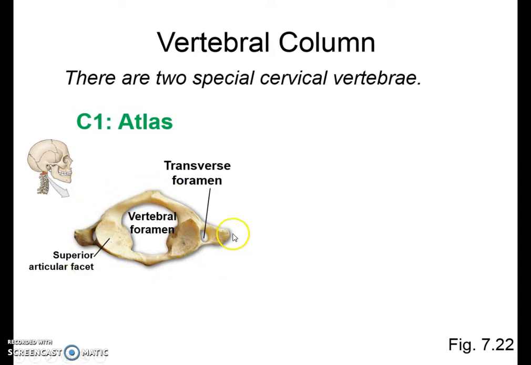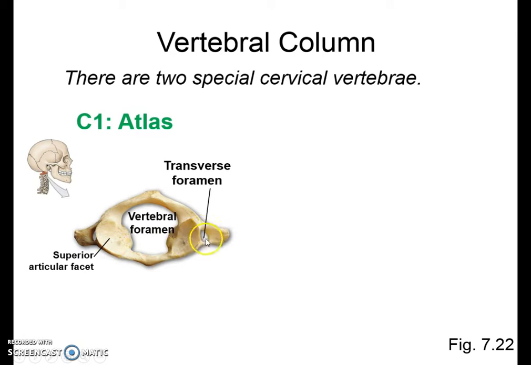So this is actually what the atlas looks like. You're going to need to be familiar in actually identifying C1, the atlas. What's interesting about C1, the atlas, is that because it has to hold the whole skull, it has these structures right here called superior articular facets. Again, superior on the top side, and articular because it's going to articulate, or come in contact, with the skull. So you have one superior articular facet here, another superior articular facet here, and the skull is going to rest right on top of it.